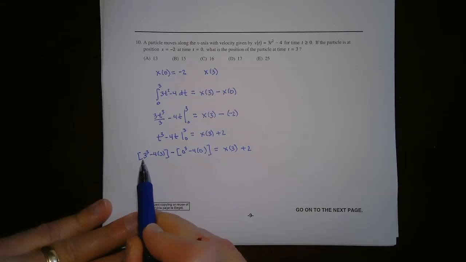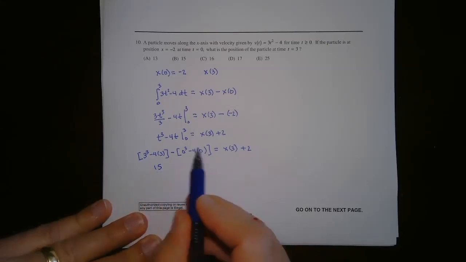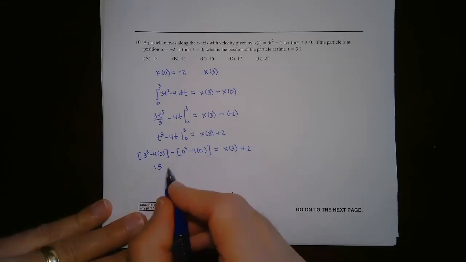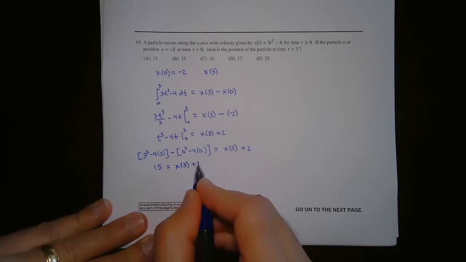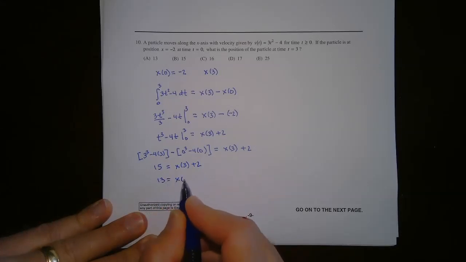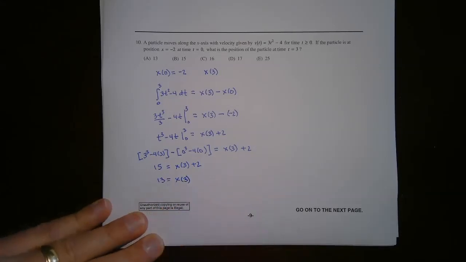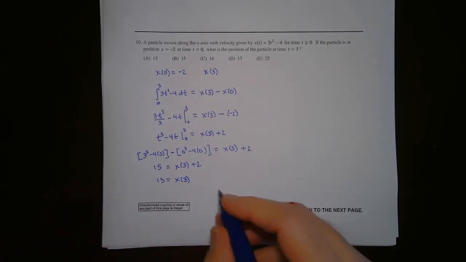Now this would be 27 minus 12, which would give you 15, minus, well, this is just going to be 0, right? So I don't need to write it, is equal to x of 3 plus 2. Subtract 2 and you get 13 is equal to x of 3, right? And so the correct answer for number 10 is A, okay?